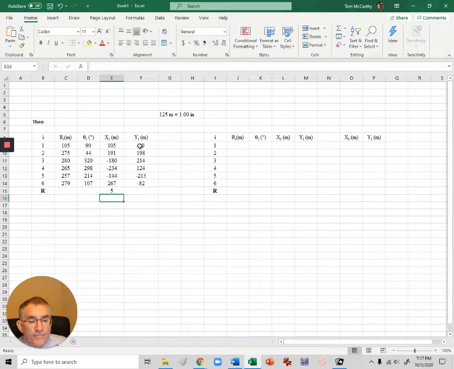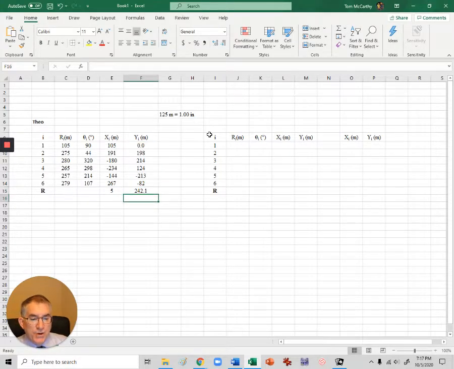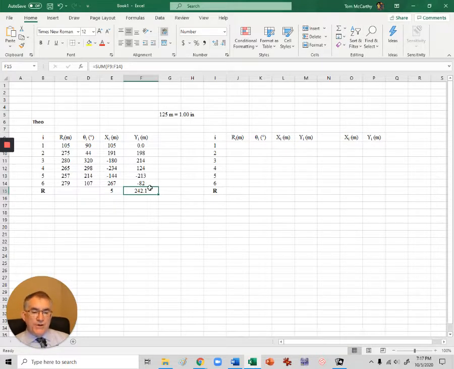And then the other one is, let's see what we get. We do that. And enter. I get 241.1. All right, that's pretty weird. Let me go check the map just for fun. That makes good sense. That makes very good sense. Okay. So that's the result right there.